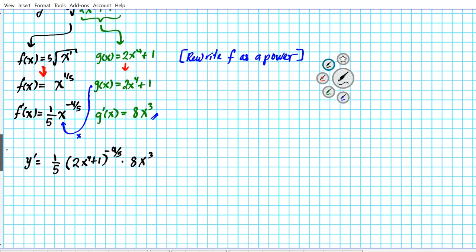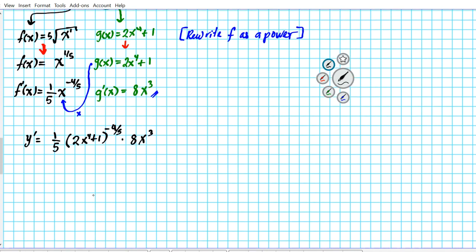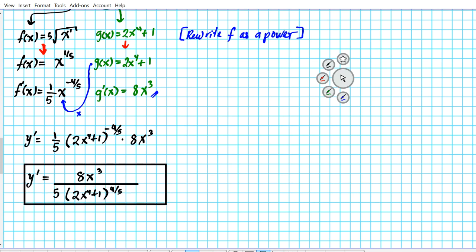Okay, let's make it look pretty. What we're going to do here is just rewrite it in pretty print. So we're going to have 8x to the 3rd in the numerator divided by, in the denominator, we already have a 5 there, so it's 5 times. Now, since this quantity here has a negative exponent, it will be reciprocated. Okay, 2x to the 4th plus 1 raised to the 4/5. Ladies and gentlemen, that's the answer to question number 4. It's now your turn to do some practice problems.